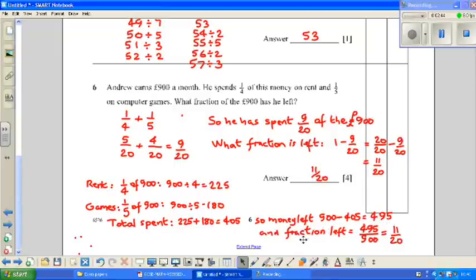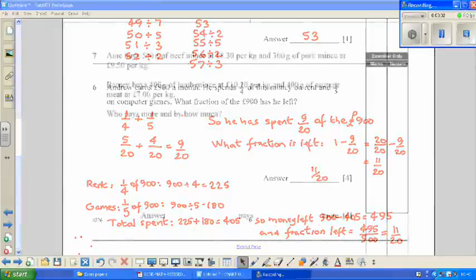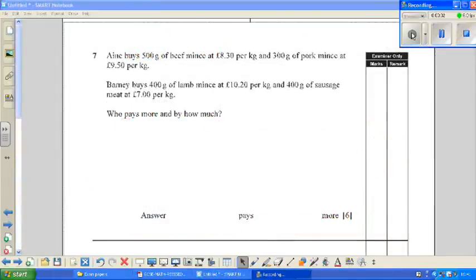But the question's asking for the fraction left, so the fraction left is 495 over 900, and remember you have a special fraction button on your calculator. If you want to simplify that, it gives you the answer 11/20, which is what we had up above. Okay, so have a look at question 7, have a go at it yourself, and we'll go through the solution in a minute.